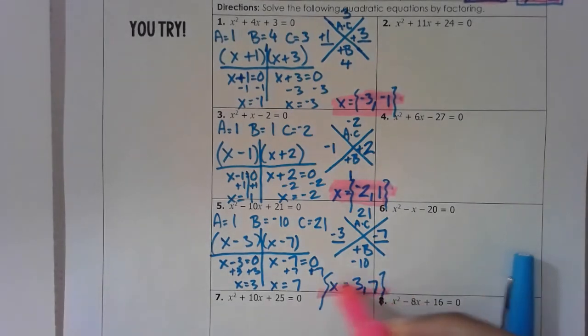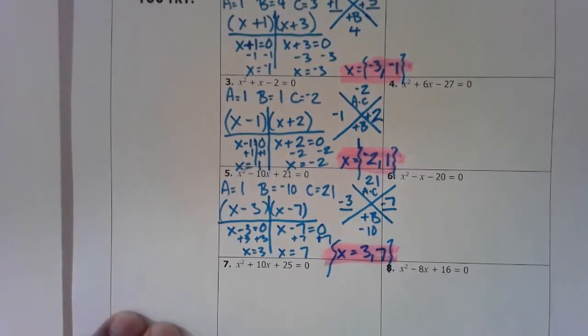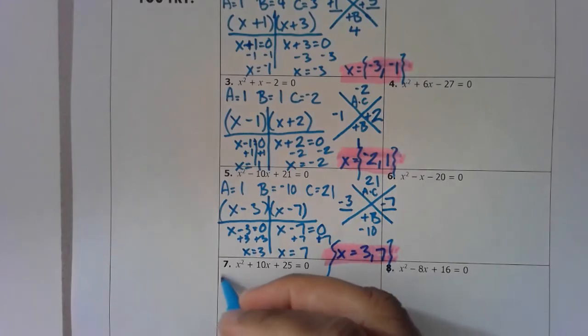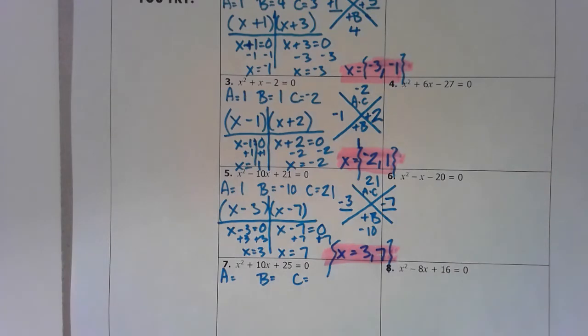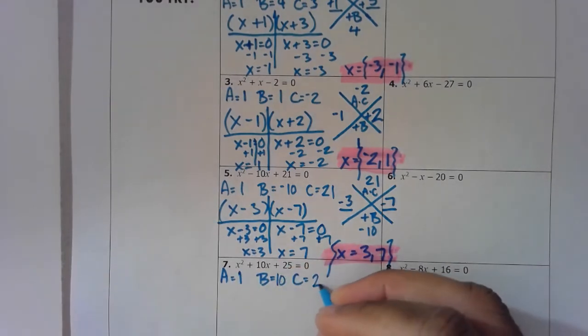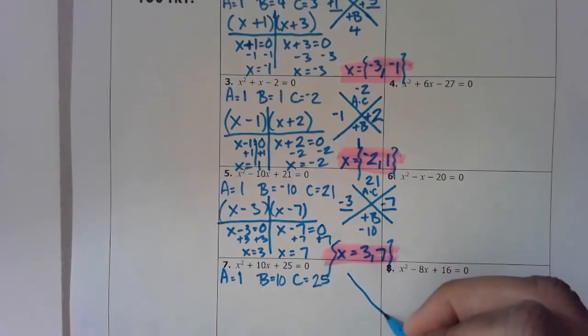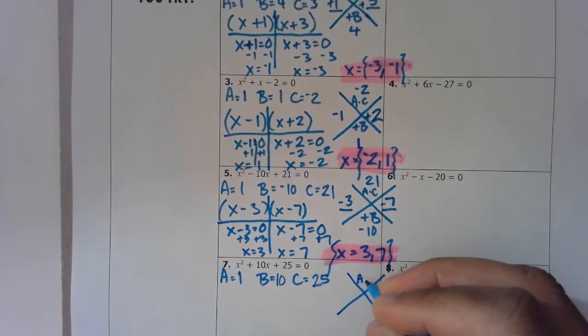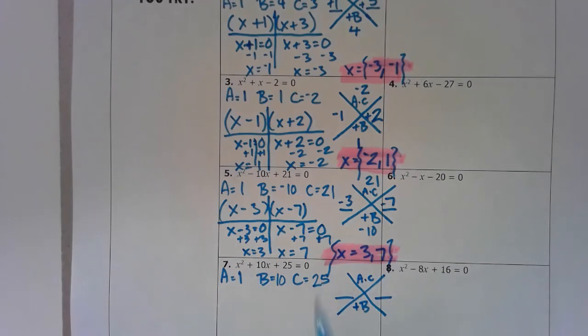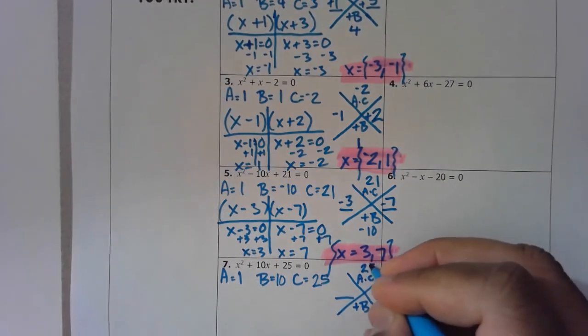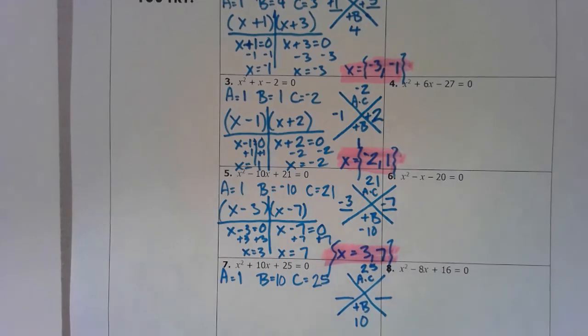And one last example. All right, so number 7 here, our last one. So once again, we start with our ABCs. A equals 1, B equals 10, C equals 25. We have our big X chart here. So I'm gonna have A times C, and then we're gonna have our positive B here. Now, when we do A times C, we're gonna have 1 times 25, which is just 25, but it has to add up to give me 10 here.